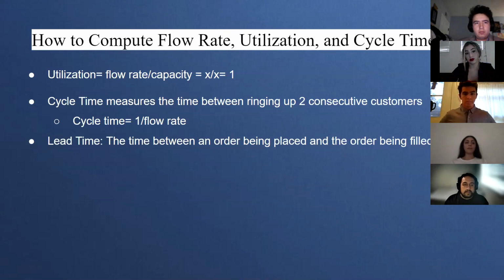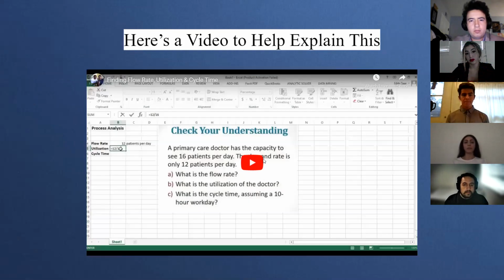Here we have the formula for utilization. Utilization equals flow rate divided by capacity. Cycle time measures the time between ringing up two consecutive customers, so cycle time equals 1 divided by flow rate. And the lead time is the time between an order being placed and the order being filled. And we're going to move on to the video that is here.